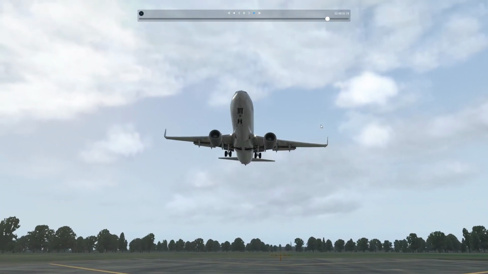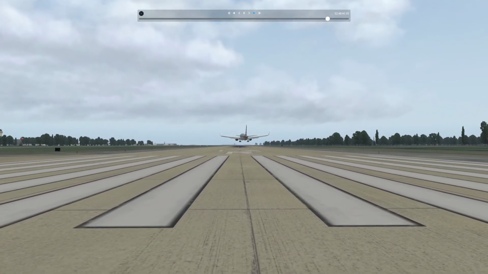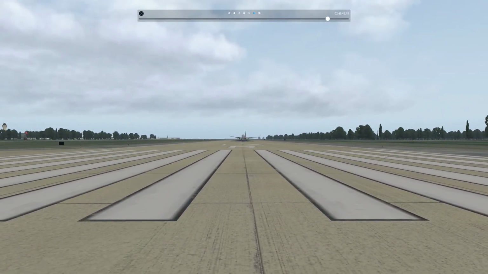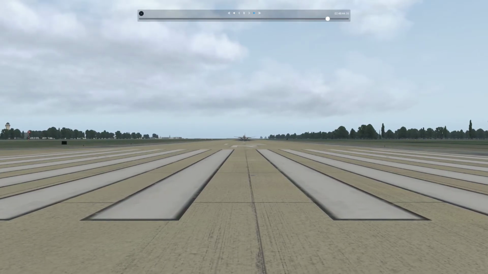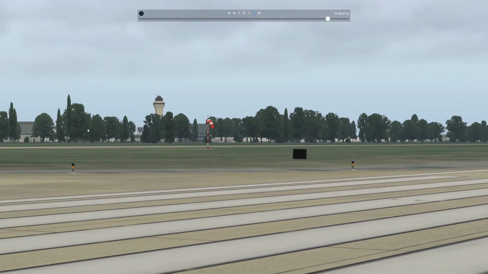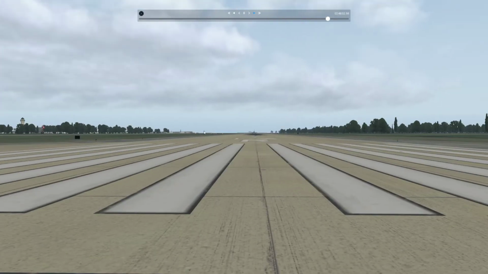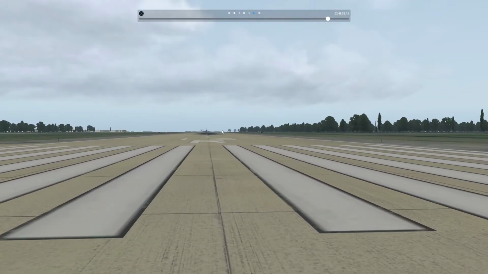Let's have a look at this flyover. Very nice. If you have any questions, any suggestions, any feedback, oh, there is some crosswind. I thought it says there's only headwind. Maybe I misremembered.